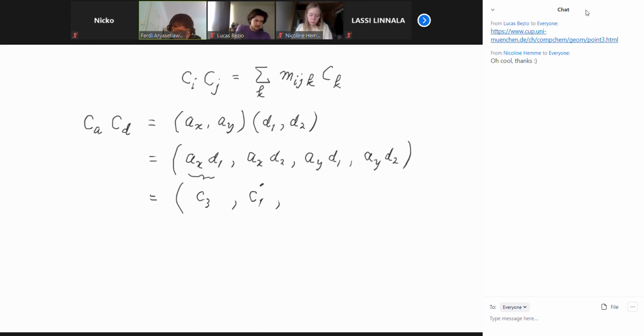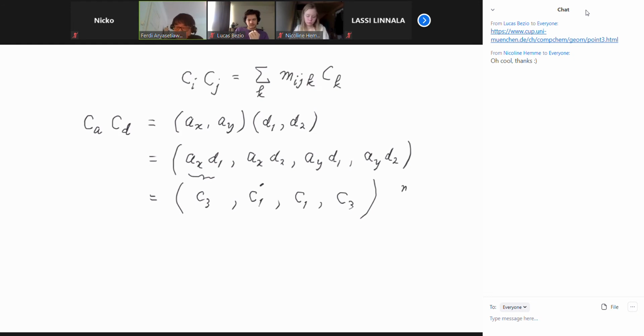Is that correct? To give me C1, yes. And then AY times D1 also gives me C1. Yes. So it gives me C1 like this. And AY times D2 gives me C3. Yeah. So this is just looking at the multiplication table.